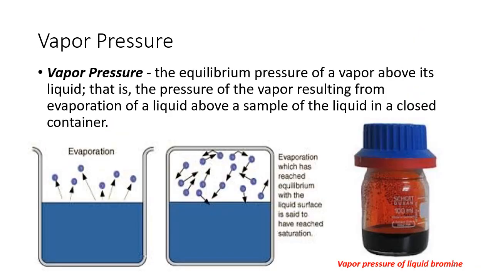When a liquid evaporates, the molecules that enter the vapor exert a pressure called the vapor pressure. This vapor pressure is the equilibrium pressure of a vapor above its liquid in a closed container. We learned that in a closed container, a dynamic equilibrium will be reached between the gaseous state and the liquid state. Bromine is a great example because liquid bromine has a dark red color, and we can actually see its gas particles sitting above its liquid particles. Those gas particles will exert a pressure in that container.